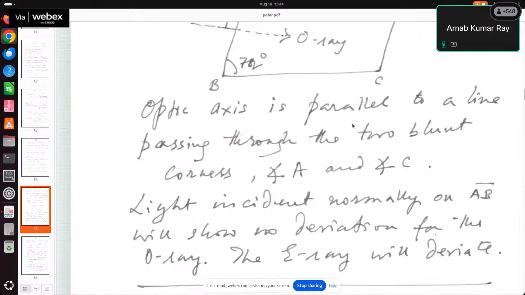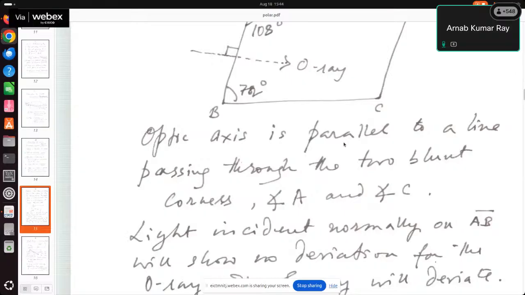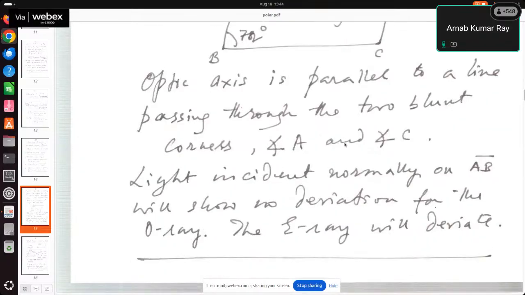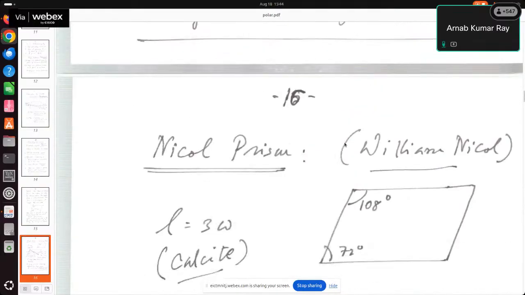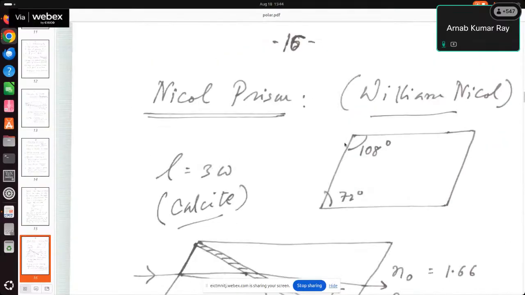So I just discussed that thing. So we shall now exploit these features to filter out, separate arrays completely. So here is the basic principle of that. So this is the basic principle of Nicol prism, invented by William Nicol.